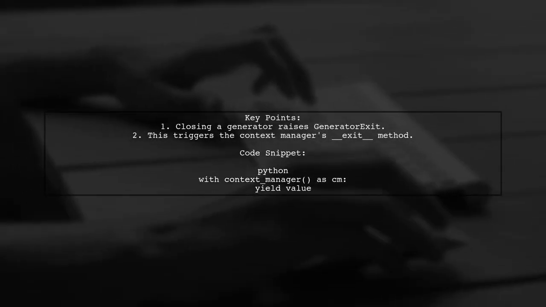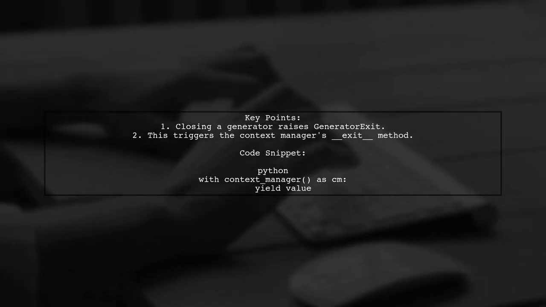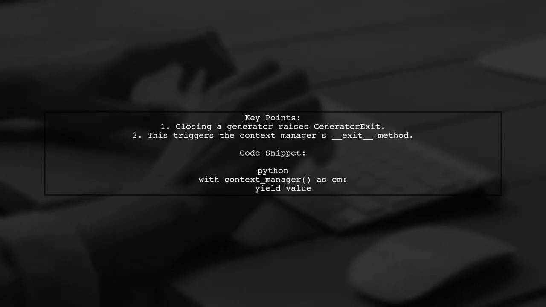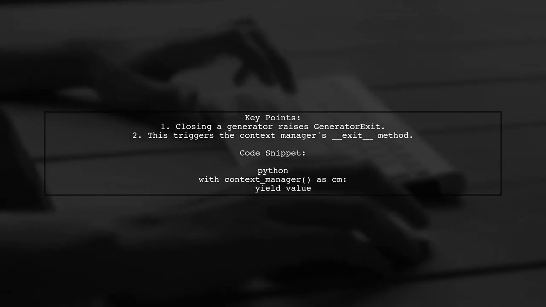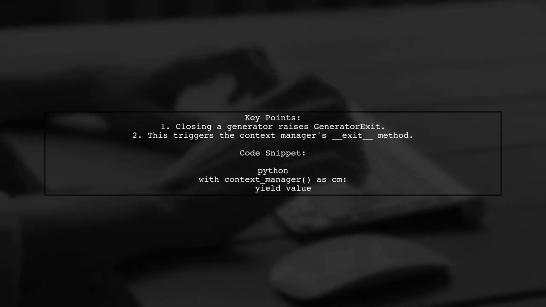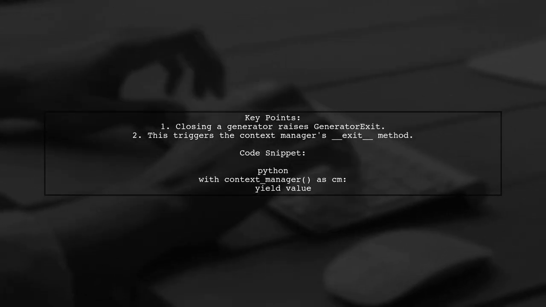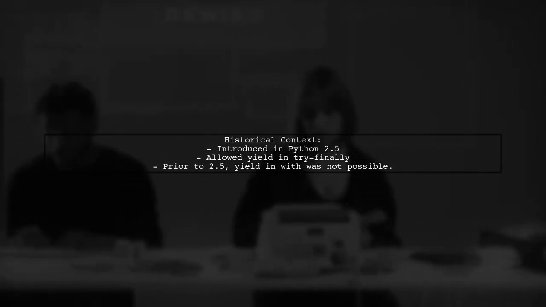When a generator object is closed in Python, it raises a GeneratorExit exception at the last yield point. This exception then triggers the exit method of the context manager in use. This feature was introduced in Python 2.5, allowing yield statements inside try finally blocks. Before this, you couldn't yield within a with statement either.